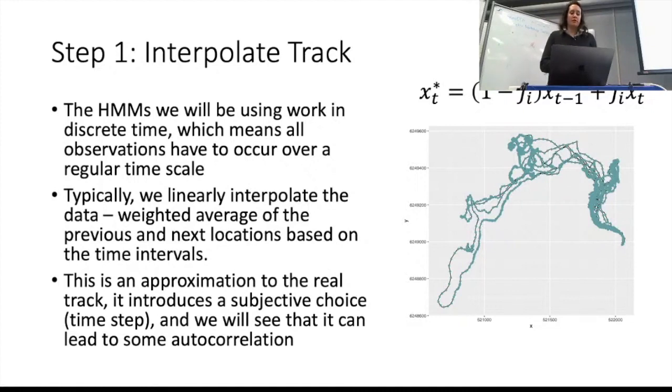And it's really important to note that this is an approximation to the real track. So it introduces a subjective choice, and that choice is the time step. And we will see that it can lead to some autocorrelation within your step length estimates. Does that make sense to everybody? Okay.